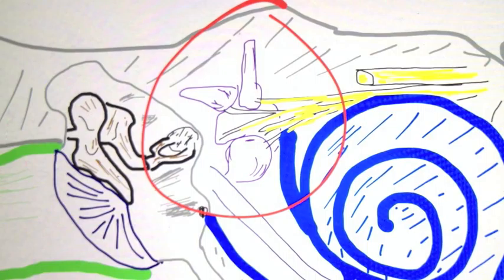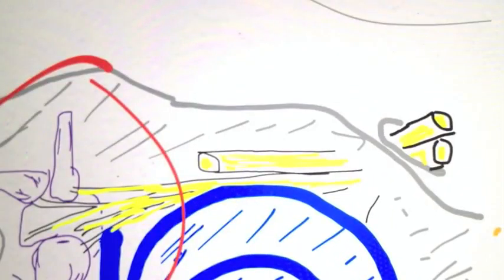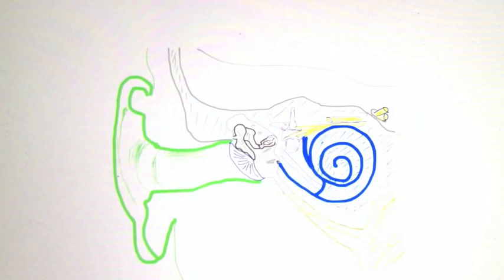There's also some pretty important nerves, which I've also drawn here. There's the vestibulocochlear nerve. So, in a jiffy, that is the ear.